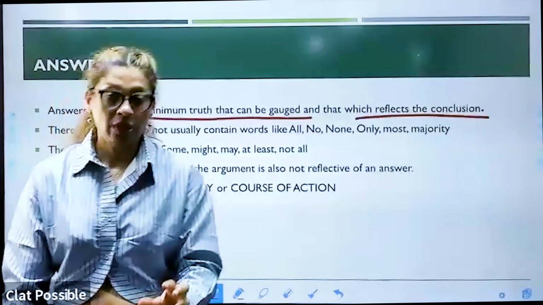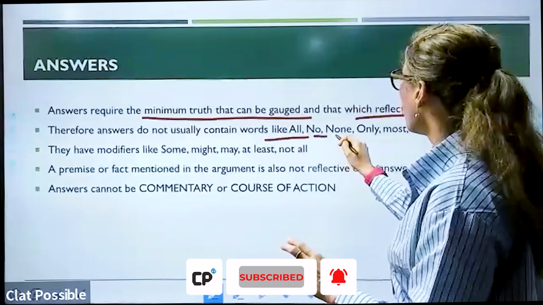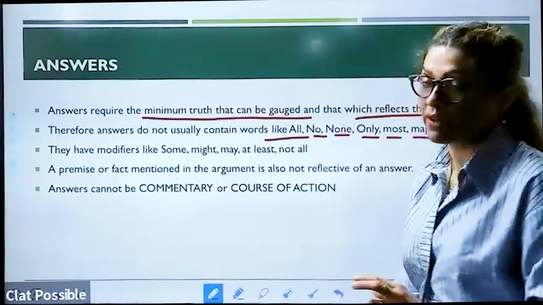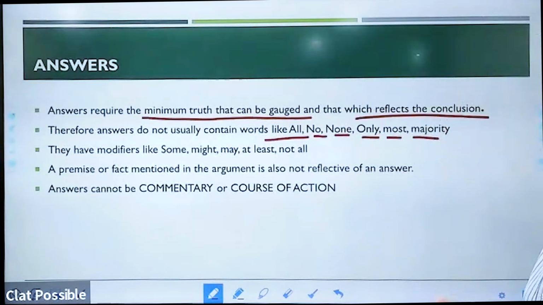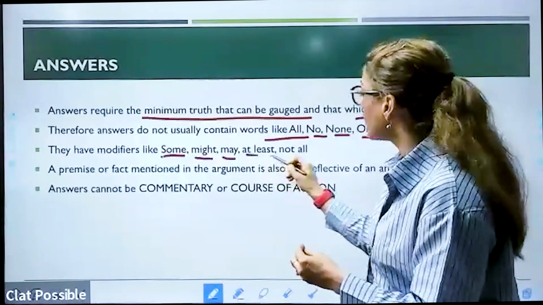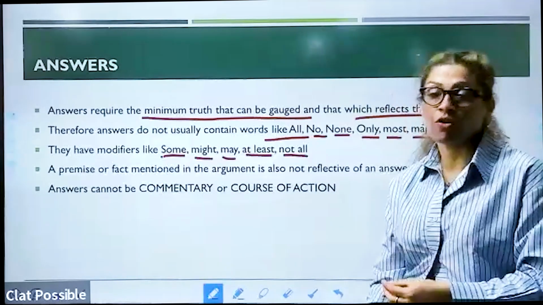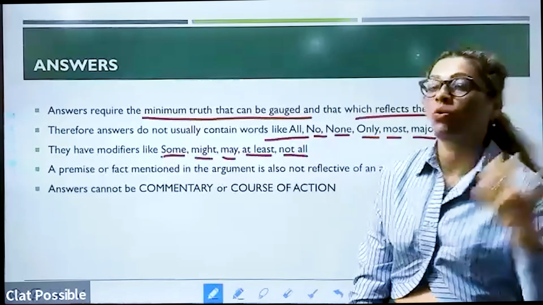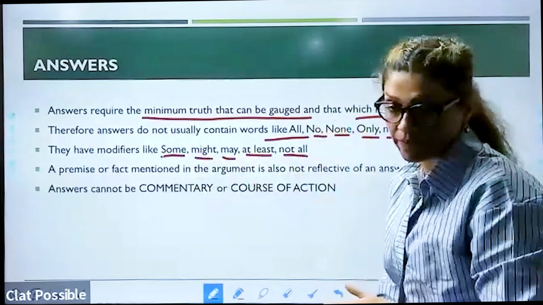Therefore, usually these questions, because inference dwells upon what has to be at least true if the facts above are true. Therefore, inference answers usually do not contain words like all, no, none, only, most, majority. You will again notice we will go into these words when we are doing evidence family questions. The content in these answers is modified by words like some, might, may, at least, not all. So, very big quality of the answer in this category of questions is that most of the time you will notice we will be using these words and avoiding the words above.